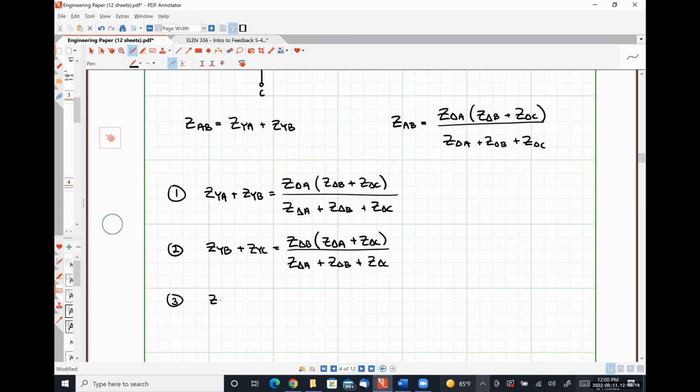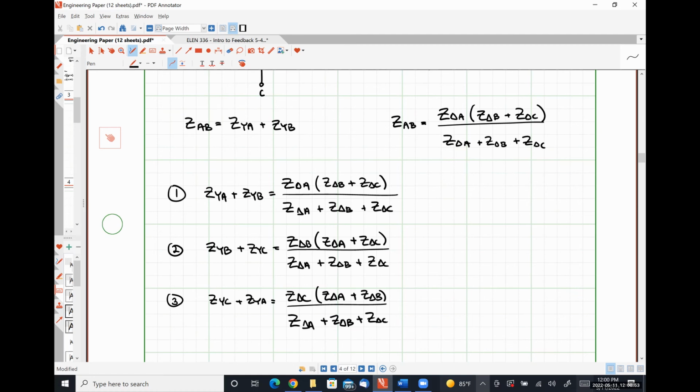And finally, our third equation yields ZYC plus ZYA is equal to Z delta C times Z delta A plus Z delta B, all divided by Z delta A plus Z delta B plus Z delta C.